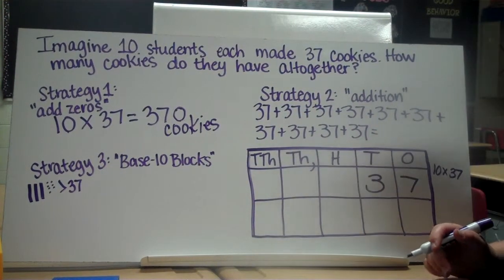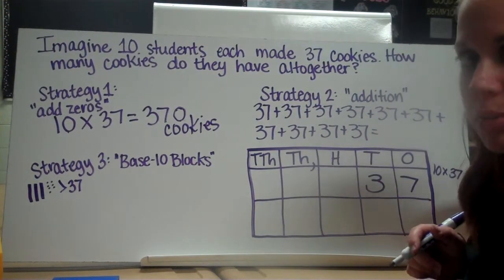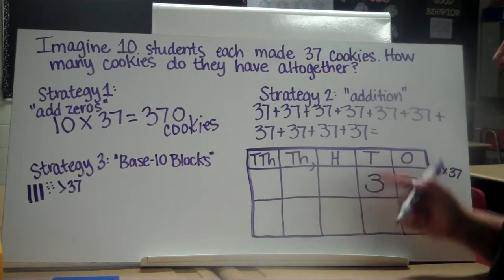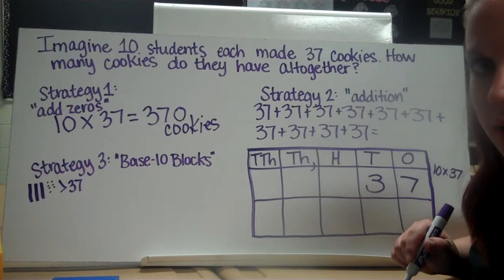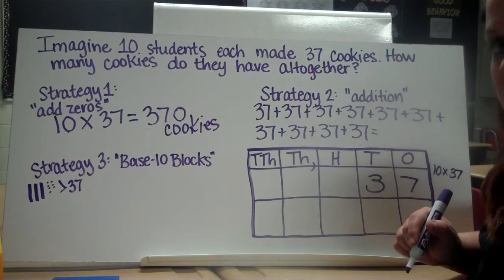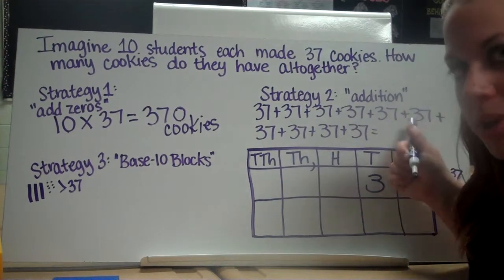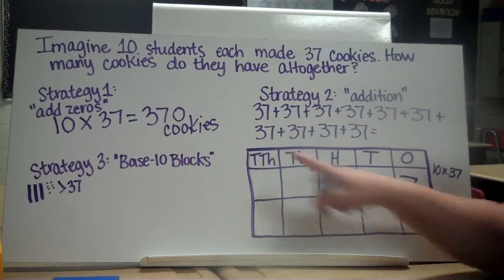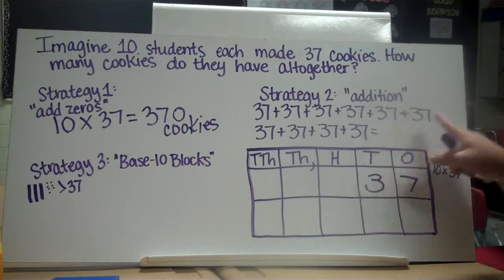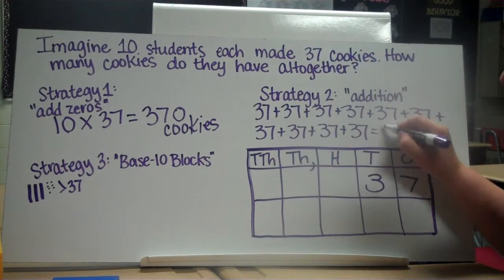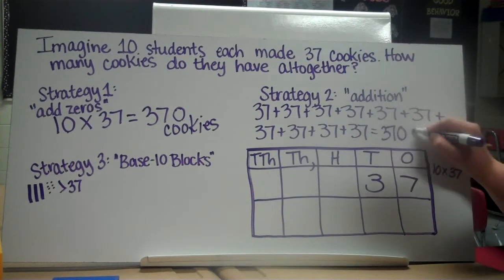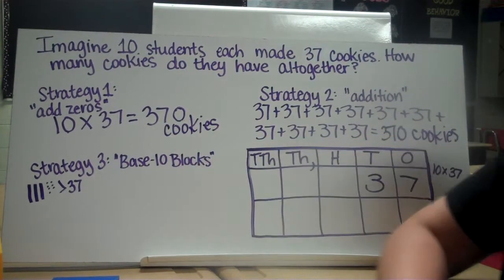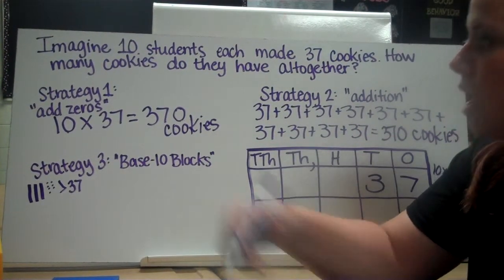Second strategy you can do, and this is only for easier problems. You don't want to do 100 times 37 this way, because you would have to write this out 100 times. So you want to use this strategy only when you absolutely need to. This is the addition strategy. I took 37 and I added it 10 times. And when I do that, I will get 370 cookies, just like I did with my add zero strategy.